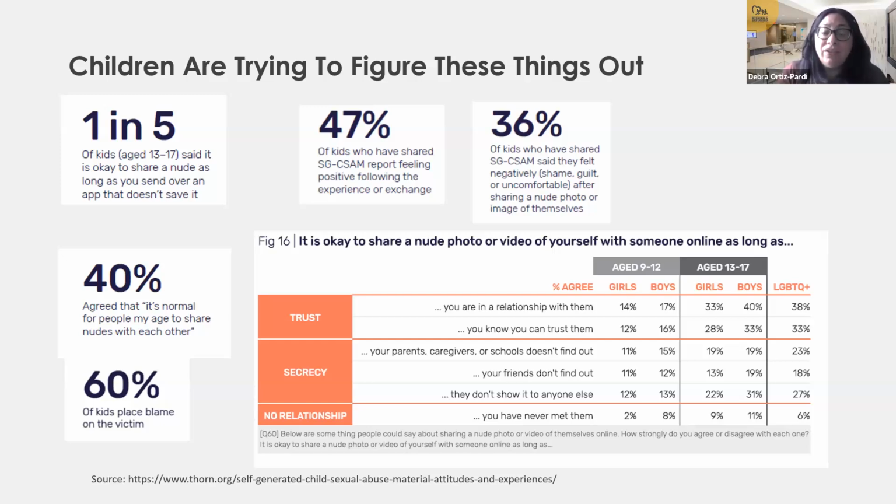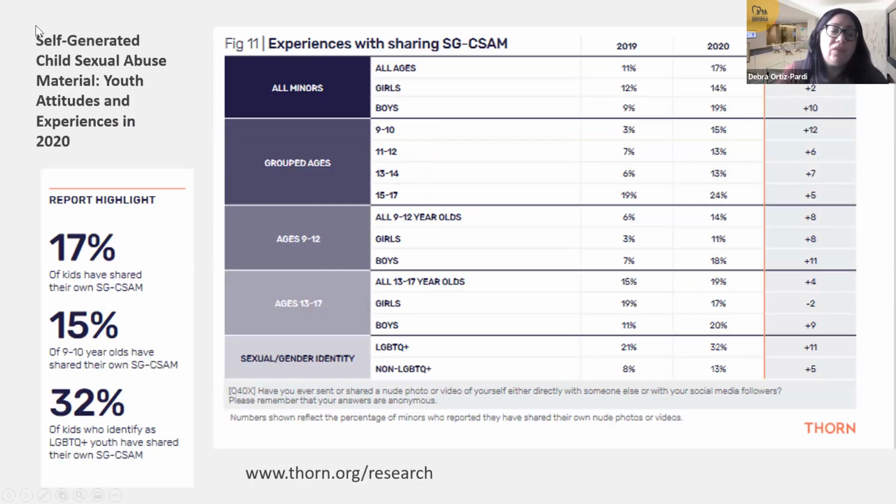The chart in the center is telling us that kids are often just trying to figure it out, and they're largely trying to figure it out on their own, because many adults are not talking to young people about the decision-making process around sharing nudes or not sharing nudes. So it's really important that we're having those conversations with young people and helping them work on that critical thinking around these issues.